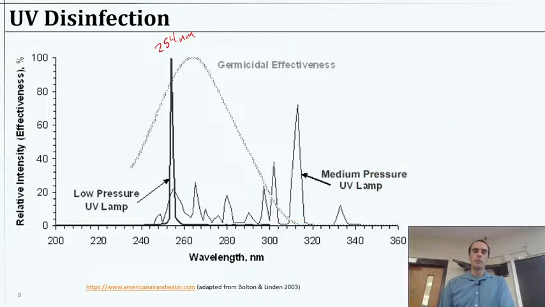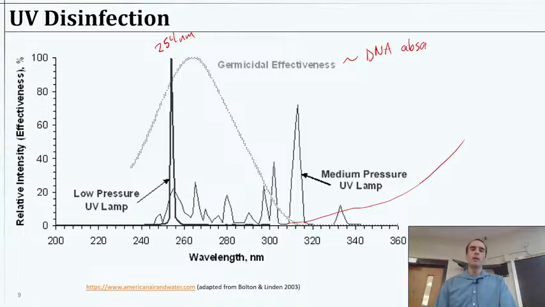Or maybe it'd be better to show it kind of like that. And this 360 here, by the way, is still definitely in the UV range. So we're not even at the visible range here on this plot. So germicidal effectiveness, you see this kind of gray curve here. That's approximately where DNA absorbs.